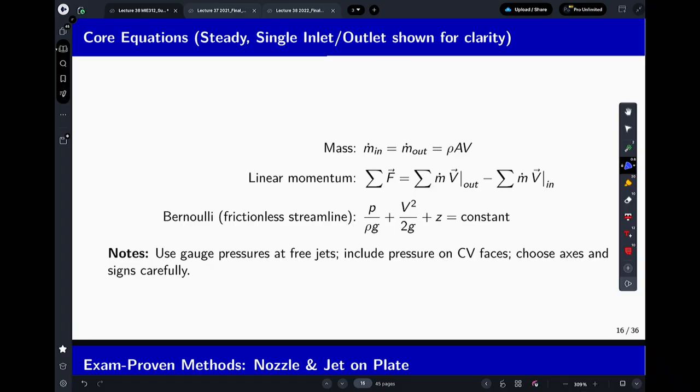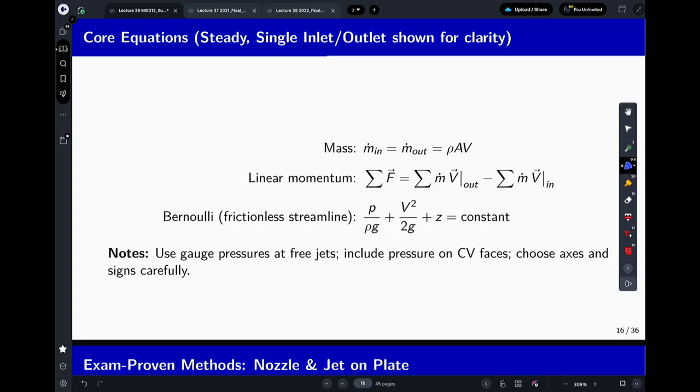Frictionless terms, P over rho g. And we generally write it in head form just because it's easier to deal with. That doesn't mean anything. You can write it any form you want to. You can multiply across by rho g. You can do whatever, as long as you hold to some consistent measurement. So don't write rho g z plus P over rho g. Just make sure you have the correct form of it.